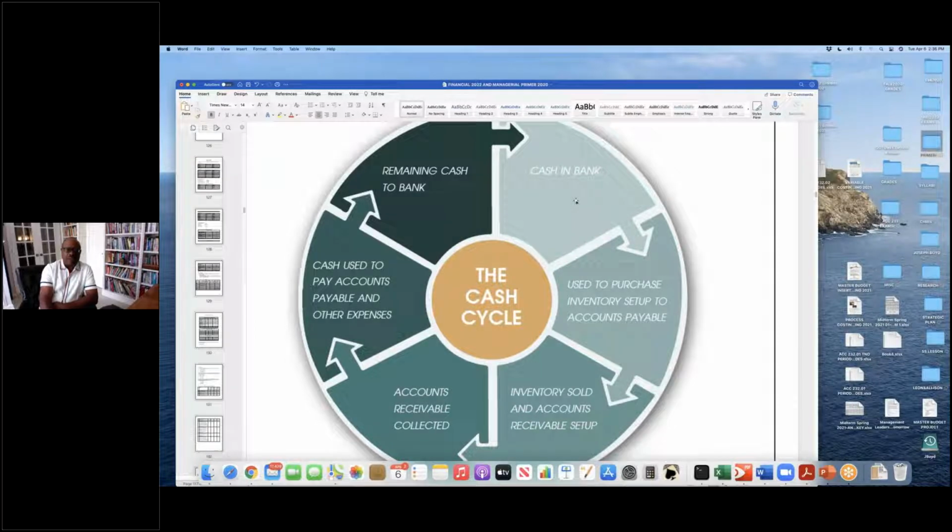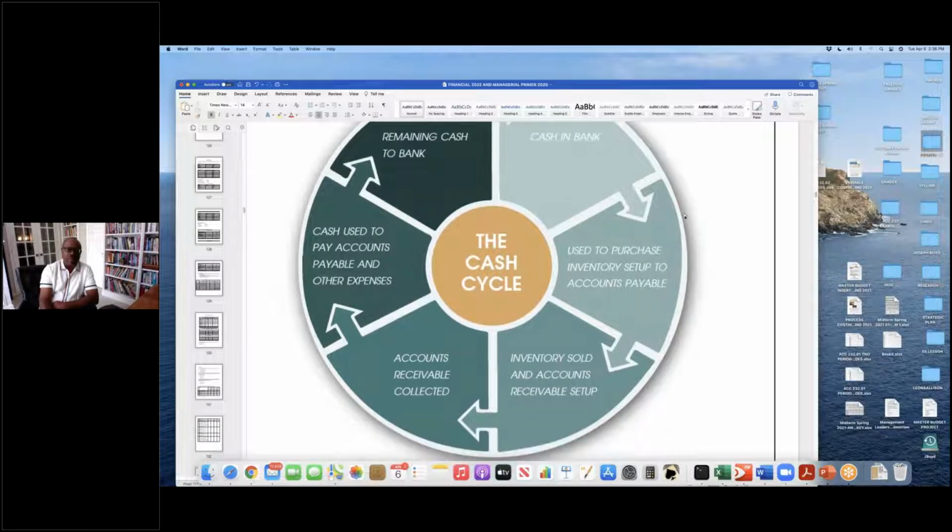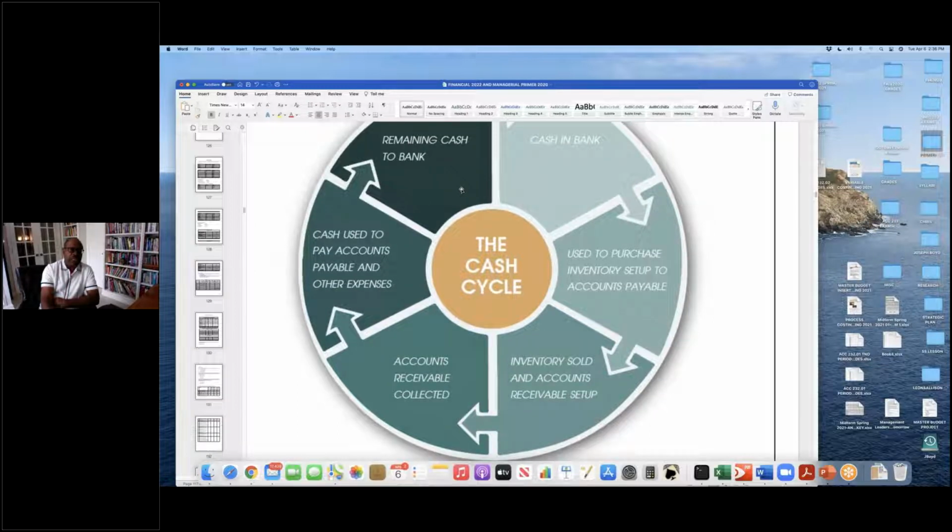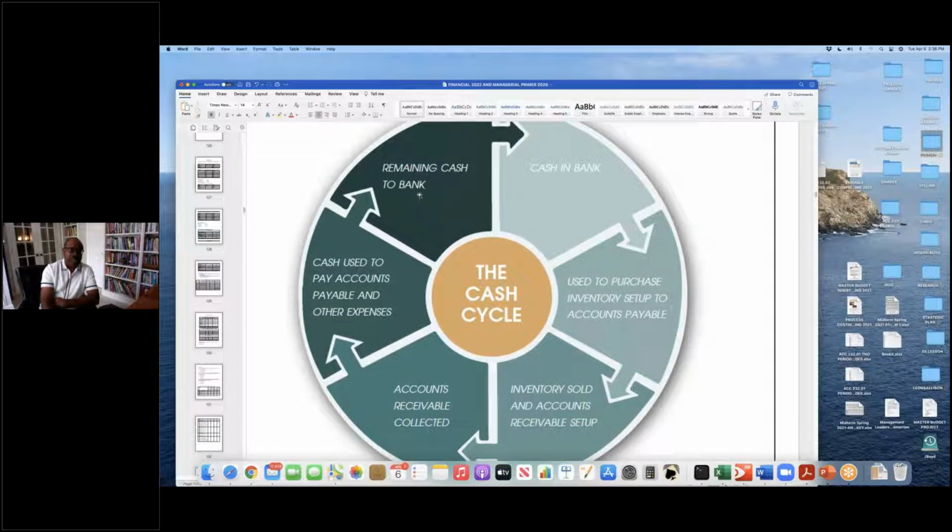So with the cash cycle, we start off with cash in the bank. We purchase items, set up an account payable. Then we sell items, sometimes for cash, sometimes on account. Then we collect it. We pay off our expenses, and then we get into, okay, what's remaining, the remaining cash in the bank. So we have a cash cycle, and we have to study this cycle. A business does, just like you personally.